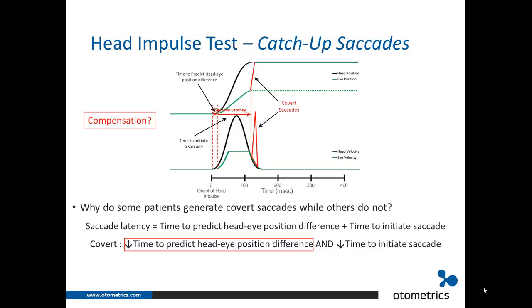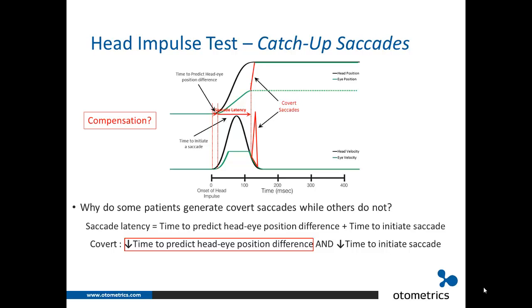Some have attributed the presence of covert saccades to the process of dynamic compensation, which means dynamic compensation is directly related to how quickly we can detect the head-eye movement differences. If that turns out to be true, then vHIT is even more useful than initially assumed because it not only can tell us about the site of lesion, but also about the level of compensation. This view is supported by the fact that most patients have overt saccades at the onset of the lesion, but later on the saccades are converted to covert saccades.